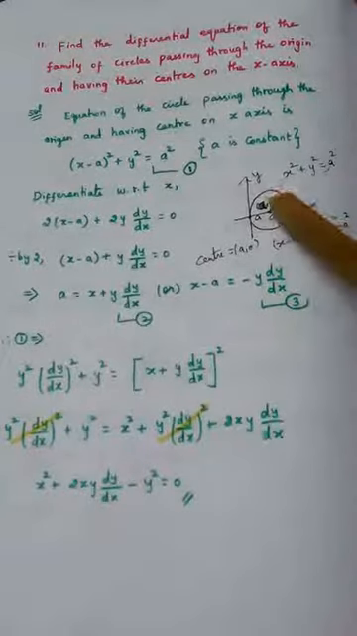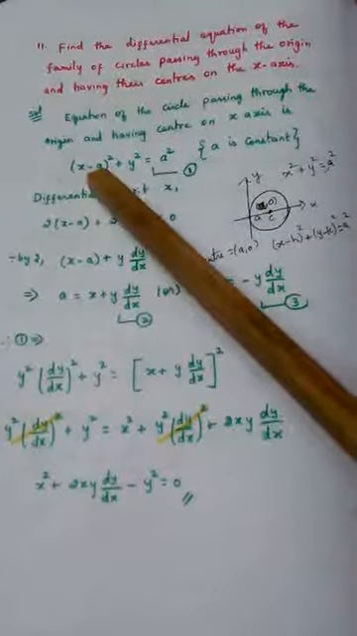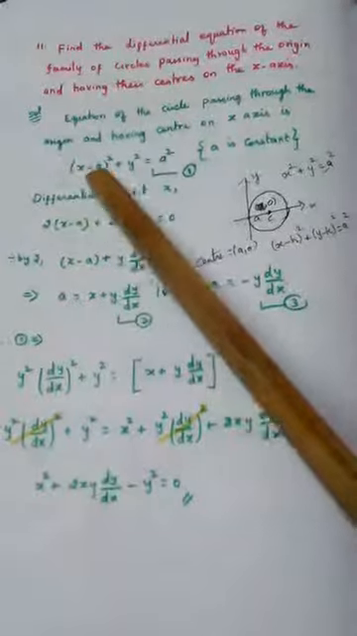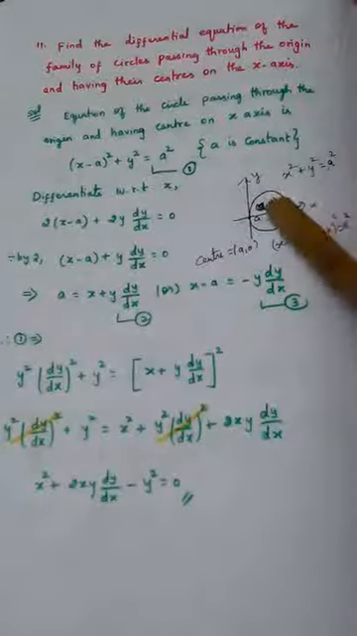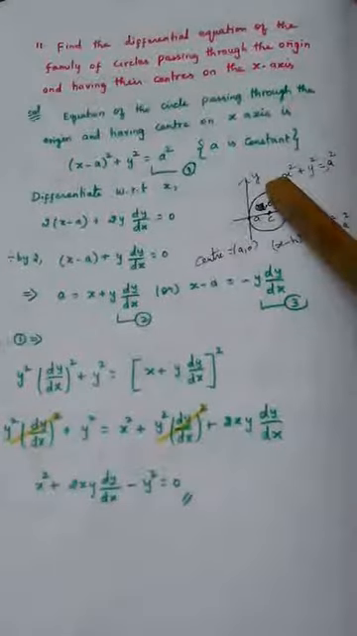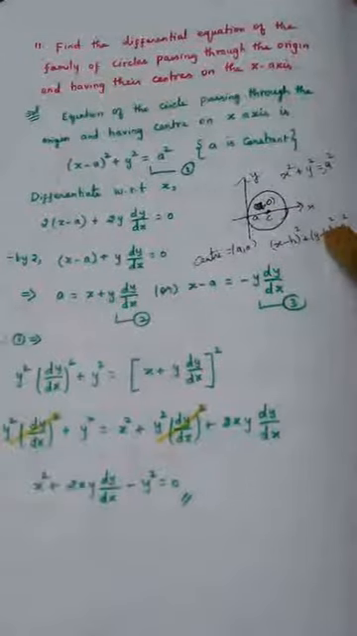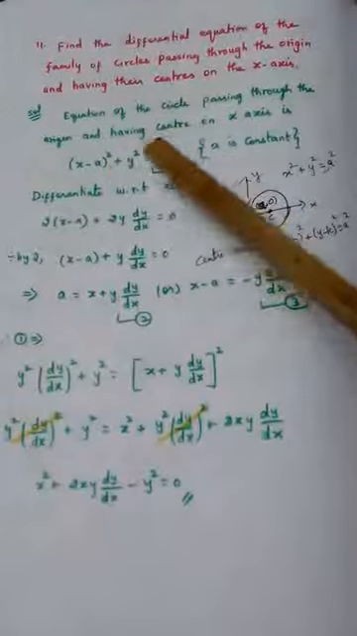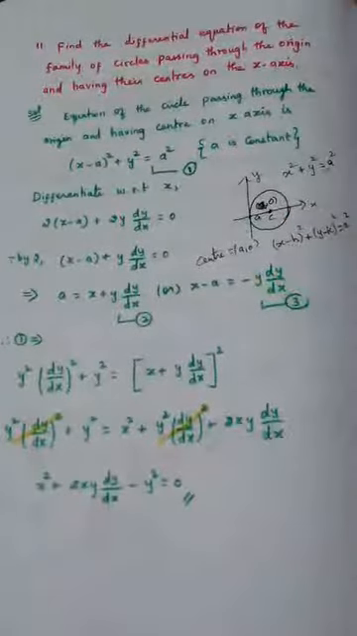Since the center lies on the x-axis, only the x value will be present here. x minus h whole square will become x minus a whole square, and since it lies on the x-axis, the y coordinate will become 0, therefore k becomes 0, so only y square comes here, equal to a square. The remaining things are all just differentiation, that's all.